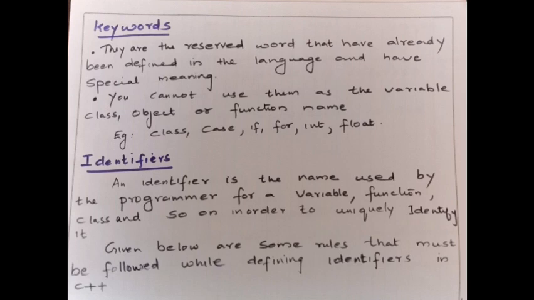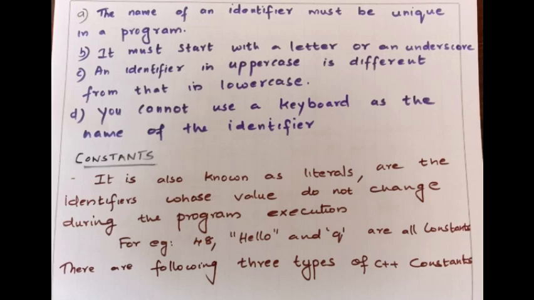Next is about identifier. What do you mean by identifier? It is a name used by the programmer for a variable, function, class, and so on in order to uniquely identify it. Maybe you don't know what a variable, function, class, and all are. So this and all we are using in C++. You just think that this variable, function, class, and all we are using in a program, but we didn't study that. But for that we need an identifier. What is the identifier? It is a name used by a programmer in order to uniquely identify it.